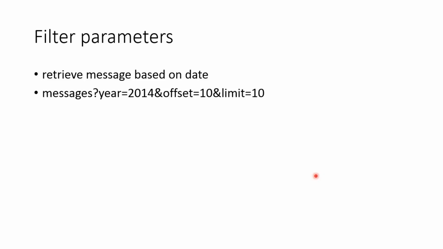And then filtering retrieves the messages based on the date: year equal to 2014, offset equal to 10 and limit equal to 10. So if you're having multiple parameters, they can be separated by an ampersand. So you want to get 10 messages from the year 2014. Is this clear? Yes.